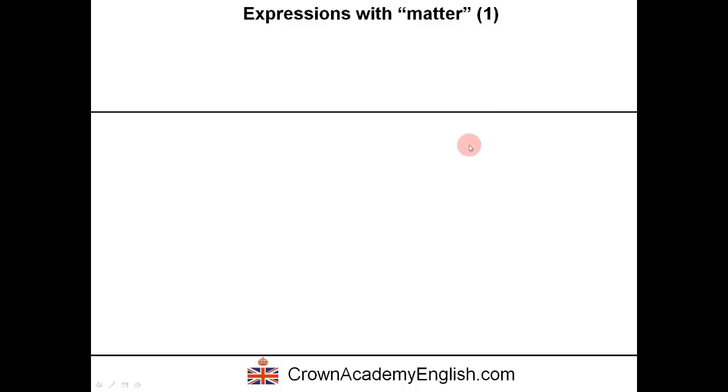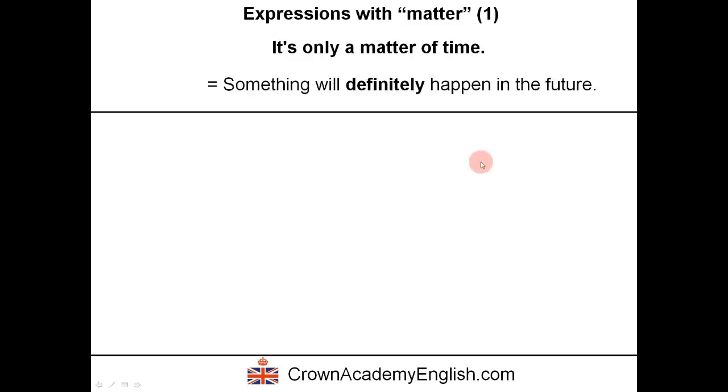Now let's look at 3 very useful expressions with the word matter. So expression number 1, it's only a matter of time. It's only a matter of time. And this means something will definitely happen in the future. So definitely, this means it is certain that something will happen in the future.